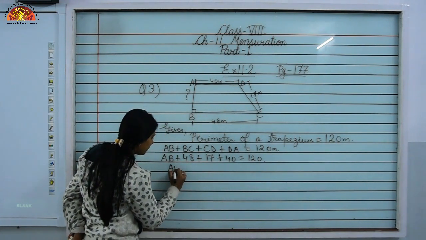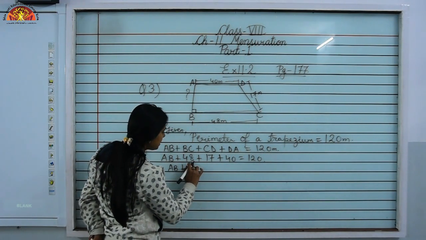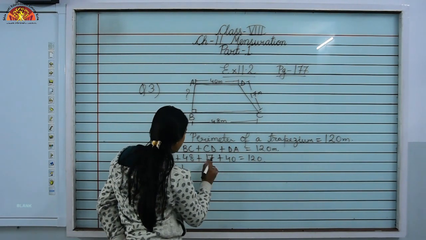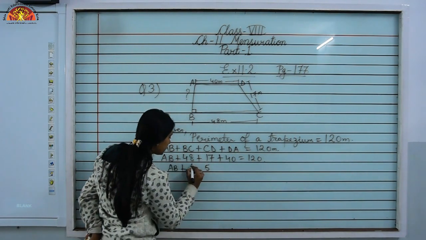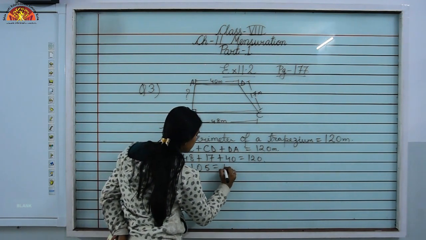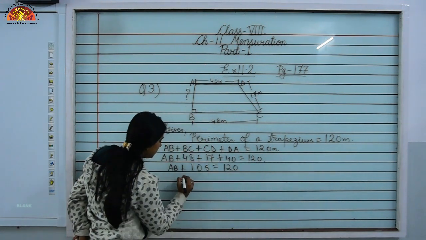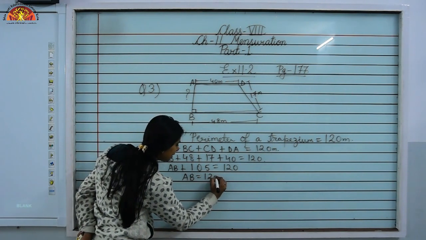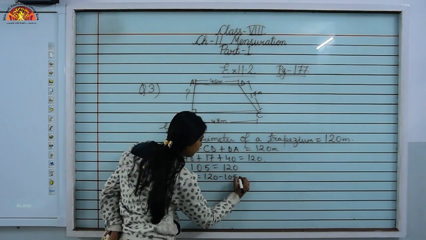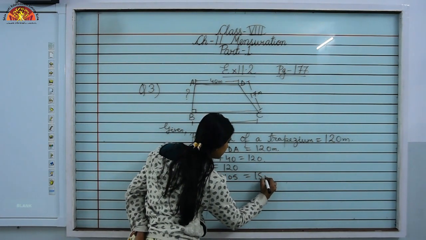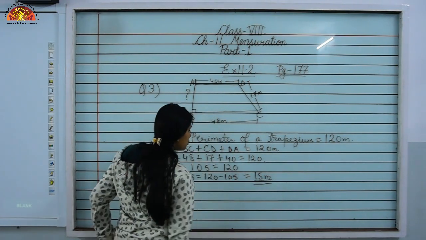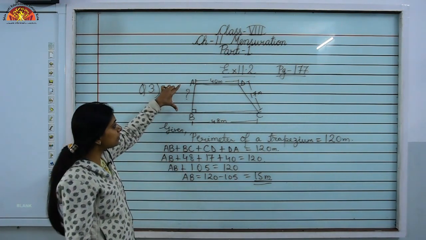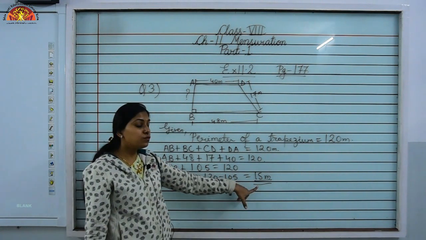So AB, you can just add 8 plus 7, it is 15, plus 0, 5, 6, 6 plus 4, 10, which is 105, which is equal to 120. So AB is equal to 120 minus 105, which is equal to 15 meter. That is, AB is equal to 15 meter. Now you have got the distance between the two parallel sides, which is 15 meter.